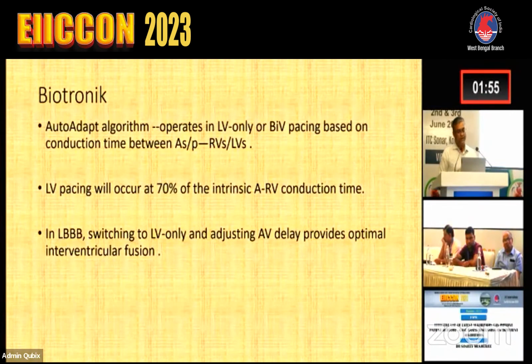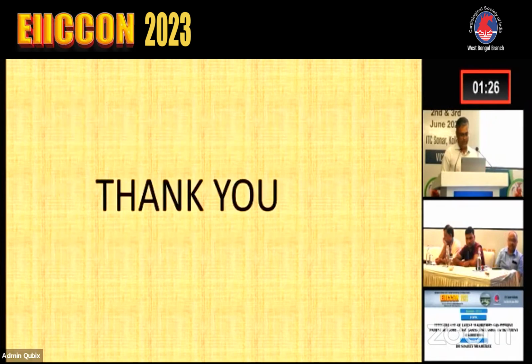Biotronik, similar kind of algorithm. I'm not going deep into that. It's called AutoAdapt. So essentially what they are doing is they're allowing the intrinsic conduction and fusing it, one, and two, they have made both the AV delay and to some extent the VV delay dynamic in patients in whom you have put a device and you are not able to program. I think it is good for us, if a patient comes as a non-responder, to take them to the echo lab. But if you cannot do it, I think these algorithms are doing a good job, and we should accept them. So I think I'll end it here. Thank you.